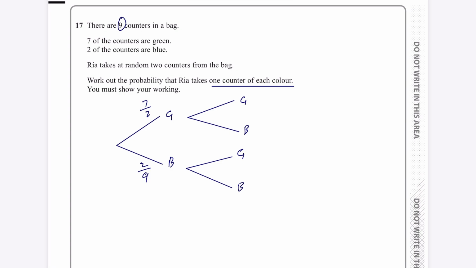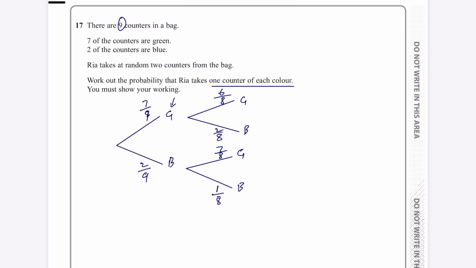Okay, if she's picked a green the first time, that means there's one less green in the bag now, so that'll be 6 out of, and the total's also gone down, the total's no longer 9, it's going to be 8. And then blue will remain the same because she picked a green the first time, so that'll be 2 out of 8. And then if you look down here, if she picked a blue the first time, there's one less blue in the bag now, so there's only one left, and the total's gone down by 1, but the greens remain the same, and the total still goes down by 1.